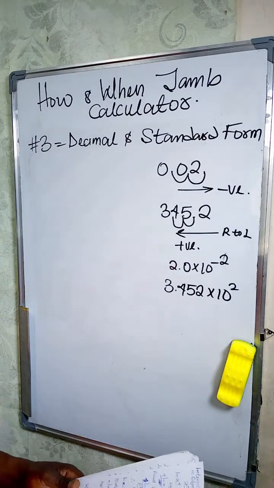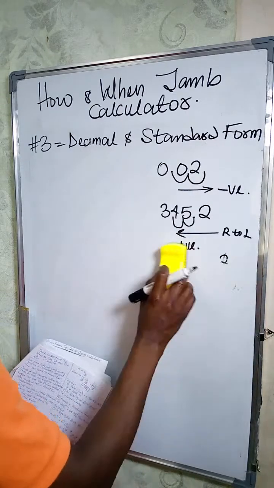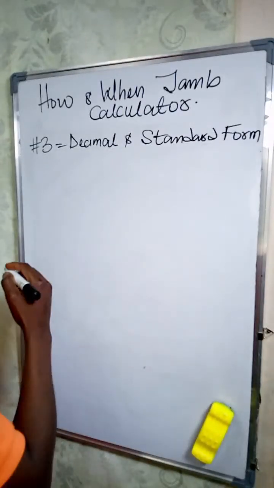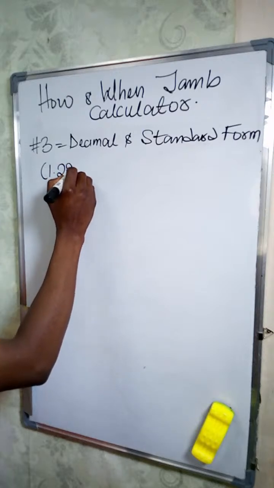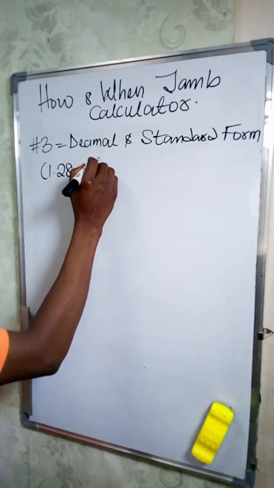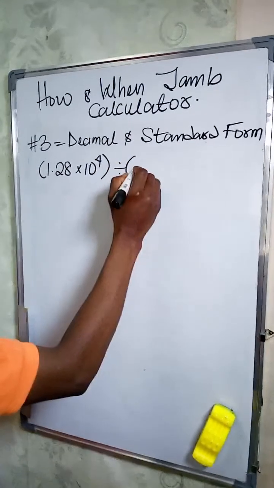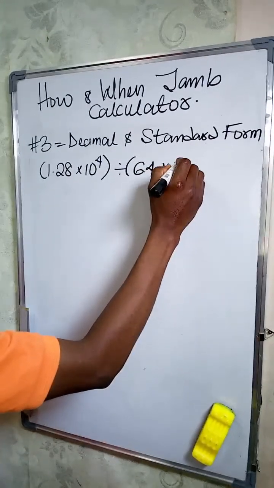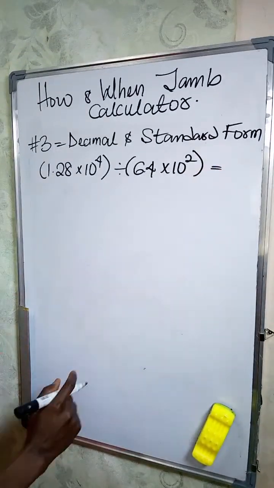Now make we test this question, see wetin we go get. For this question, Jamb say make you find the value wey the answer to this question go give you. Now wetin be the question? The question dey say you get 1.28, you dey multiply am by 10 to the power of 4, and now they say make you divide am by 6.4 times 10 to the power of 2. Now they say this one go dey equal to wetin.